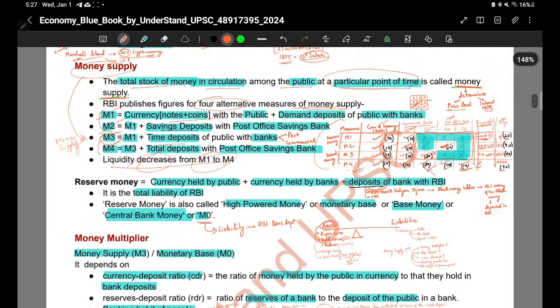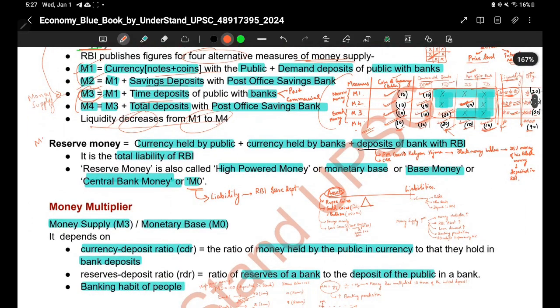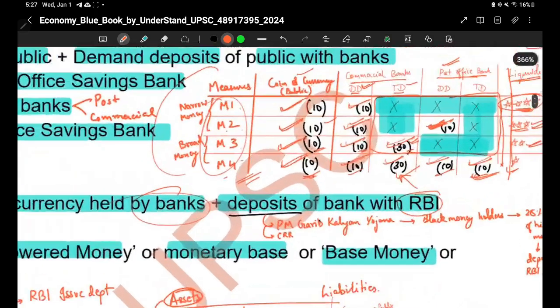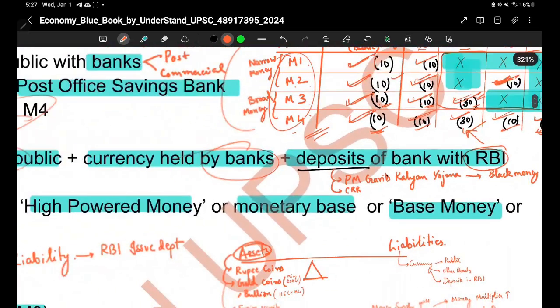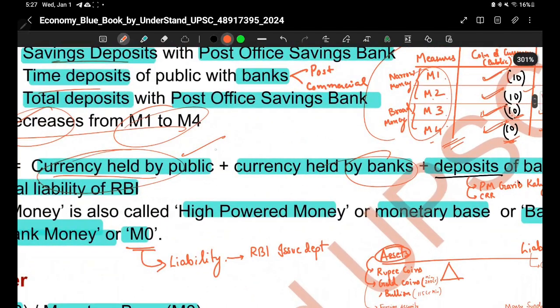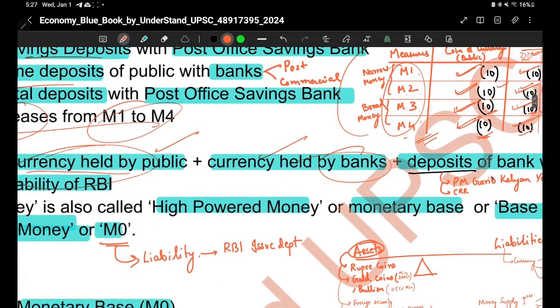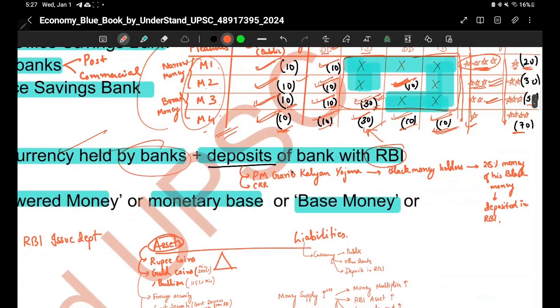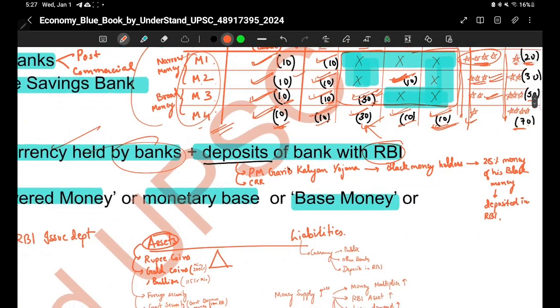Now what is reserve money? Reserve money is M0. It is not written here. Okay. Currency held by public. What is the reserve money? Currency held by public, by banks, and deposits of banks with RBI. For example, I think this you understood, no? Currency held by public, currency held by banks. This is all self-explanatory, but what is this deposits of banks with RBI?